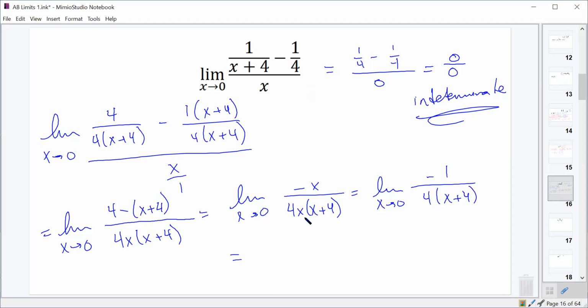Now we'll plug in our 0. There's no more simplification for us to do here. Negative 1 over 4 times 0 plus 4, or negative 1 over 16. Everybody good there?